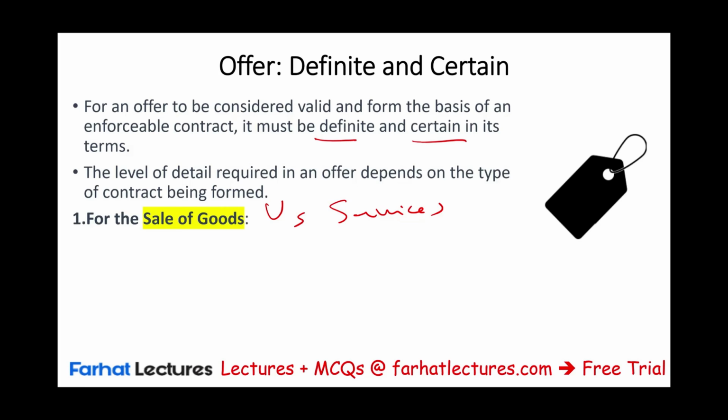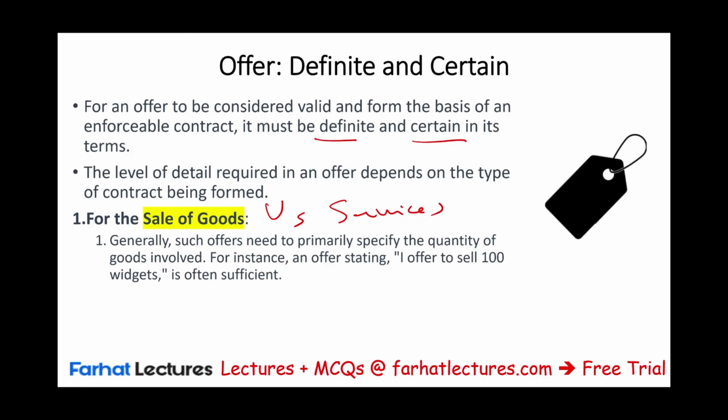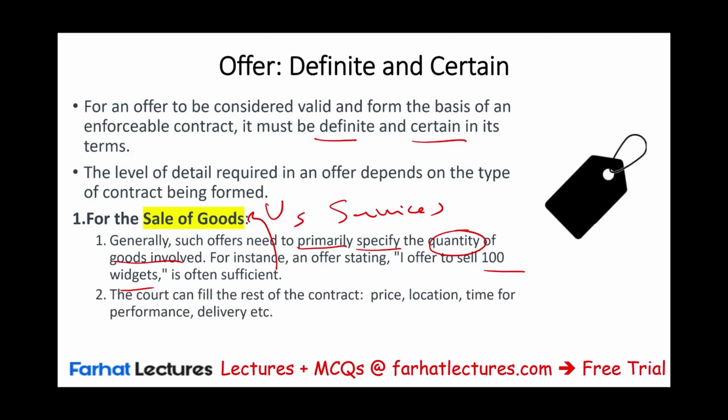For the sale of goods, if you make an offer, generally such an offer needs to primarily specify the quantity of the goods involved. For example, an offer stating, I will offer to sell 100 widgets is often sufficient if it's for the sale of goods. So the court can fill in the rest of the contract, like the price, location, time, and performance. In other words, for a contract for the sale of goods, it doesn't have to be specific in terms of price because the court can resolve this, the location, the time of the performance, and delivery. So simply put, for the sale of goods, all you need is the quantity, and the court, if need be, will make the contract enforceable.